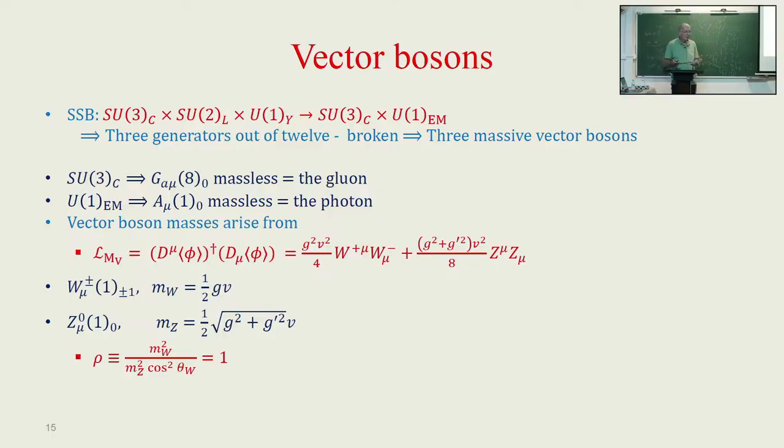For example, you could do it with a triplet of SU2 that has hypercharge 1. It has 3 components of Q equals plus 1, 0, minus 1, or with a triplet of hypercharge 0, or with a triplet of hypercharge 1, and with higher representations. If you break the SU2 cross U1 with such multiplets, the rho equal 1 relation will be violated, sometimes very dramatically so.